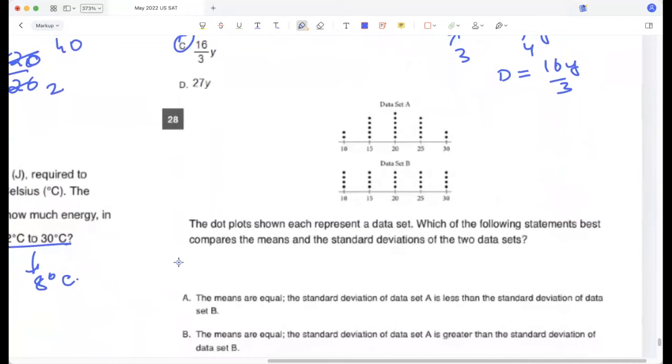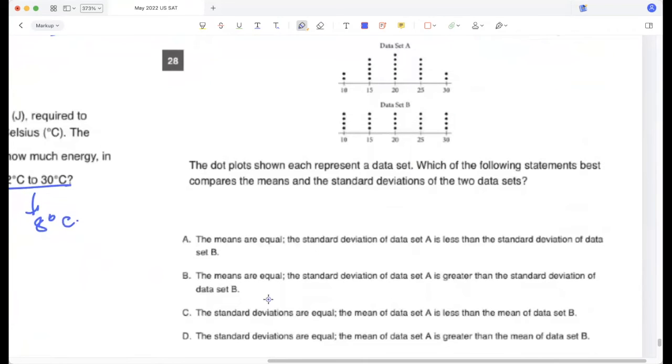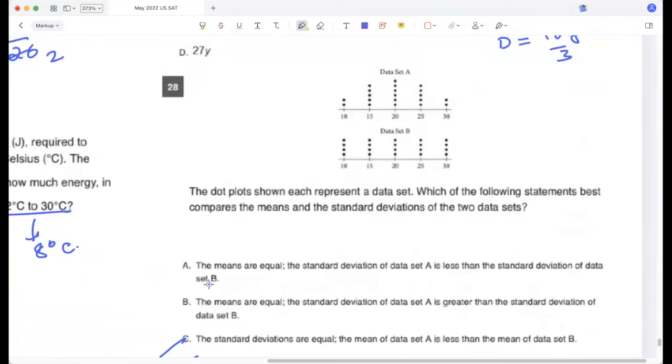The dot plots shown each represent a data set. Which of the following statements compares the means and the standard deviations? So the means would be the same, right? Because they are absolutely symmetrical about 20. So the means are equal. And for standard deviation, here the bunching around the mean is more, so standard deviation would be less for this. And here it is more spread out, so standard deviation is more. So the standard deviation of data set A is less than the standard deviation of data set B.